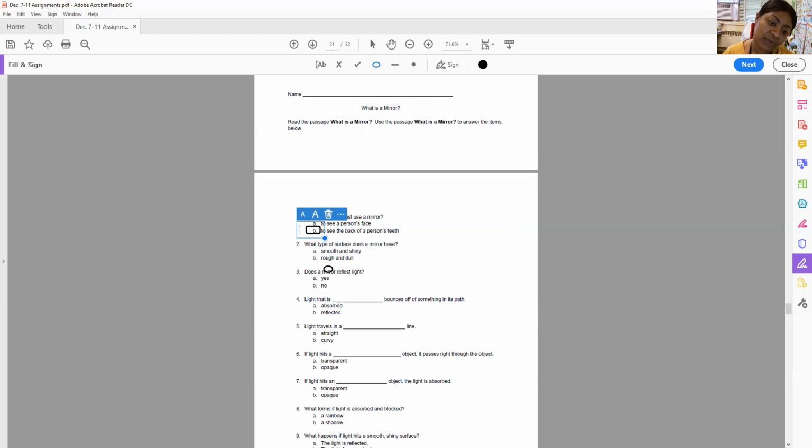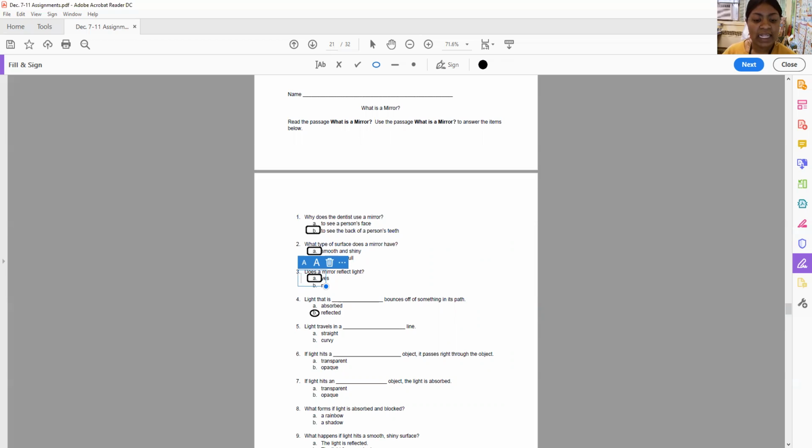Okay, number two, what type of surface does a mirror have? Is it A, smooth and shiny, or is it B, rough and dull? It is A. A mirror is smooth and shiny. Number three, does a mirror reflect light? Yes, it does. So that would be letter A.